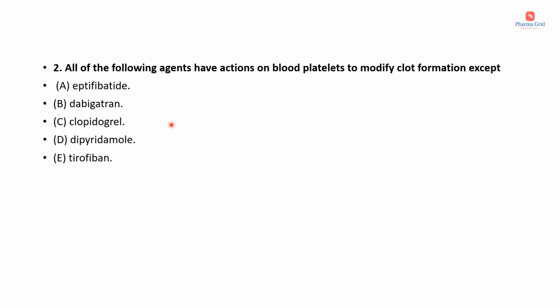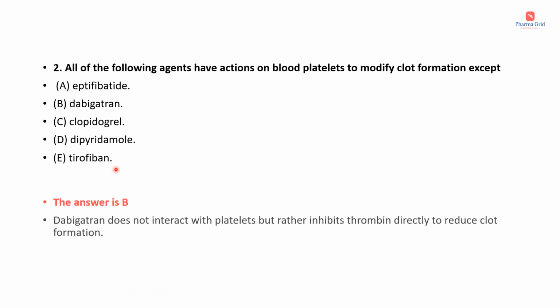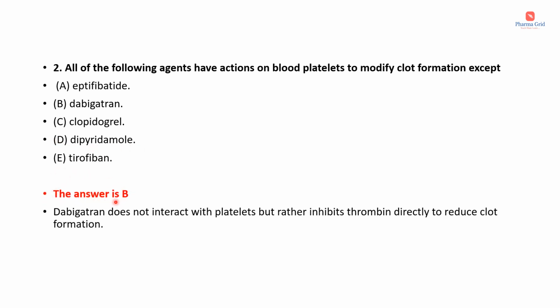All of the following agents have actions on blood platelets to modify clot formation except: options are eptifibatide, dabigatran, clopidogrel, dipyridamole, tirofiban. Answer is option B, that is dabigatran. Dabigatran does not interact with platelets but rather inhibits thrombin directly to reduce clot formation.